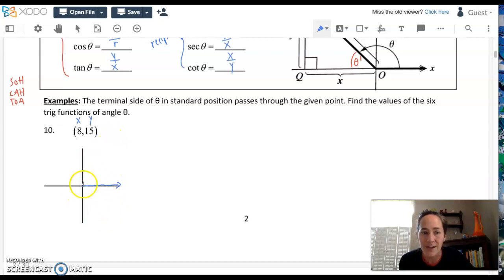So your initial side is always along the positive x-axis. The terminal side, can you just draw me any angle that's over in quadrant 1? It doesn't need to be drawn perfectly or to scale. It really does matter, though, that we are in the correct quadrant.